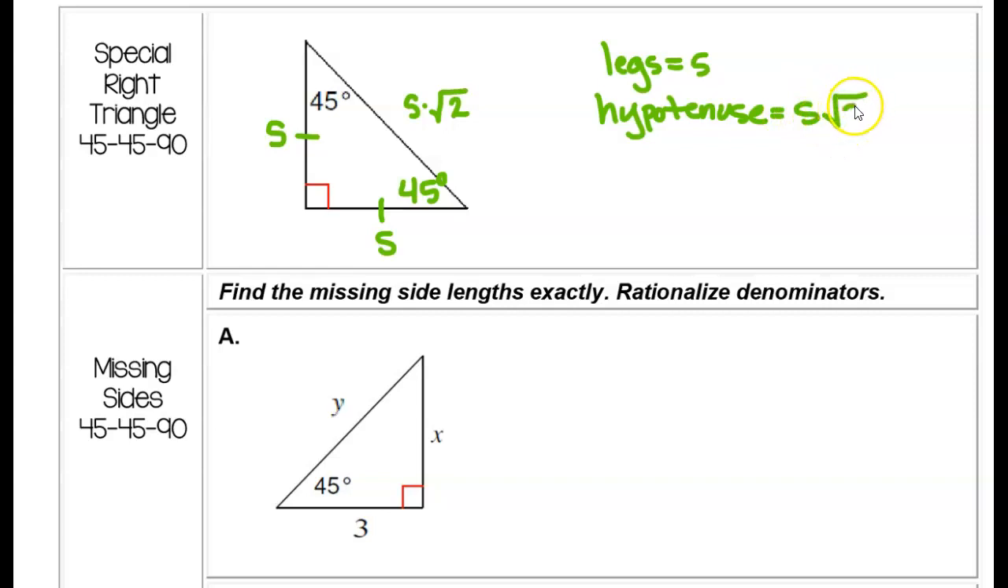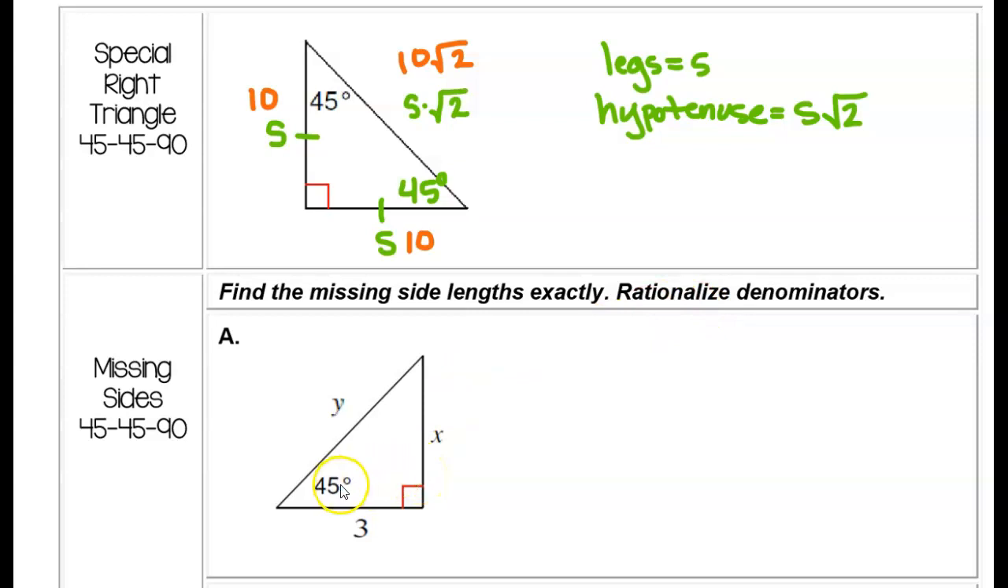So an example of that would be if this side length happened to be 10, we could get our other side lengths because the other leg would also have to be 10, which would make our hypotenuse 10 times the square root of 2. Find the missing side lengths exactly, rationalize denominators.